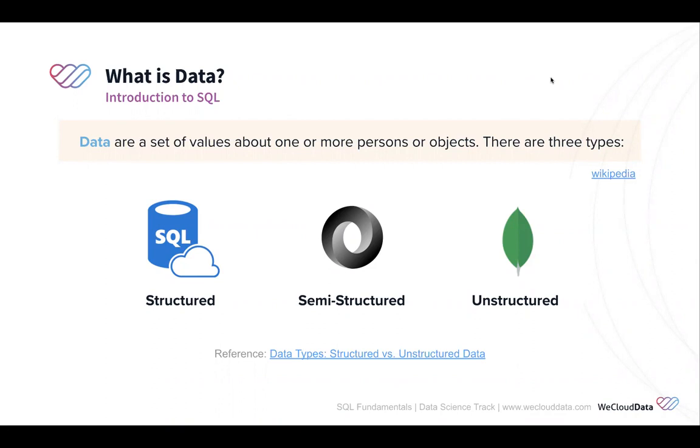How about semi-structured data? Any examples? Voice recordings, image data, and text data, videos. These are all unstructured data. JSON data, XML files. These are all semi-structured data. Makes sense.